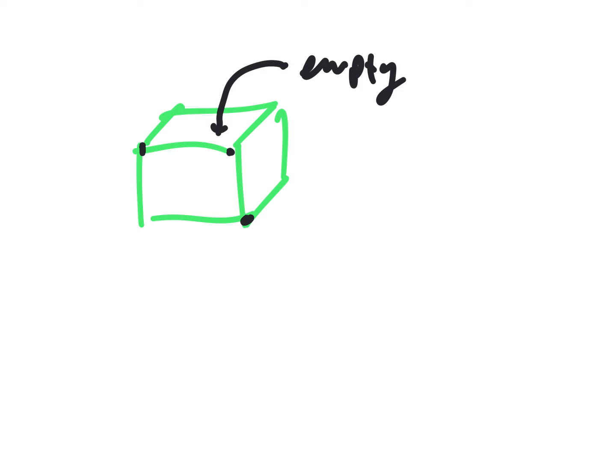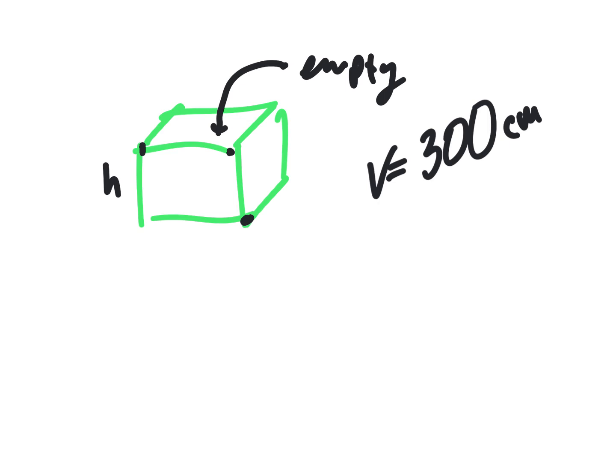All right, so imagine that this is empty, no top on the box, okay? So imagine that it's got a volume of 300. We can just call it, I'll make it centimeters, it wouldn't matter. And then let's say that we're going to call this height. We're going to call this length and this width.